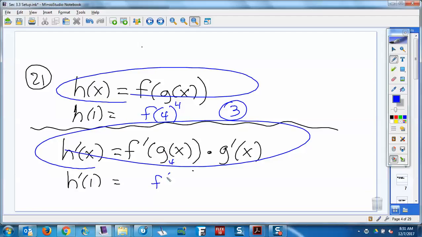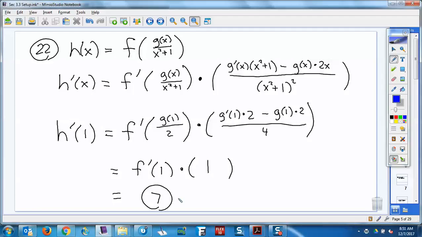So now you've got F prime of 4 times G prime of 1, because X is 1. So now you just look those up. Okay, just look those up. All right, so now let's look at the, and then 22, they just give you these values. So again, I'll just throw this up here.